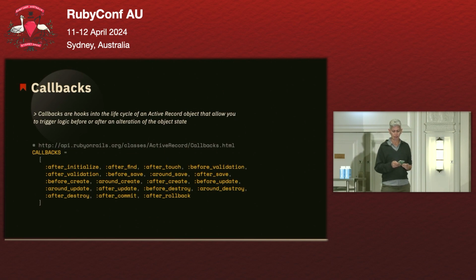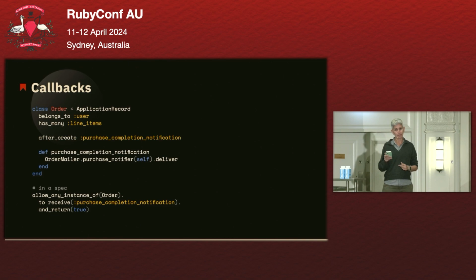Callbacks are a favorite of mine. So callbacks are hooks into the lifecycle of an ActiveRecord object that allow you to trigger logic before or after, or sometimes around, an alteration of that object's state. So things like before save, or after save, or before initialize, and all those things. And it's really easy to do things like after create of an order, then notify the person that the order has been placed. And that seems simple enough. It's so easy to do.